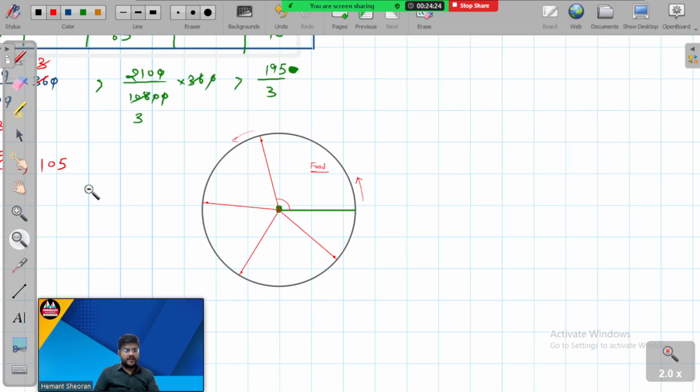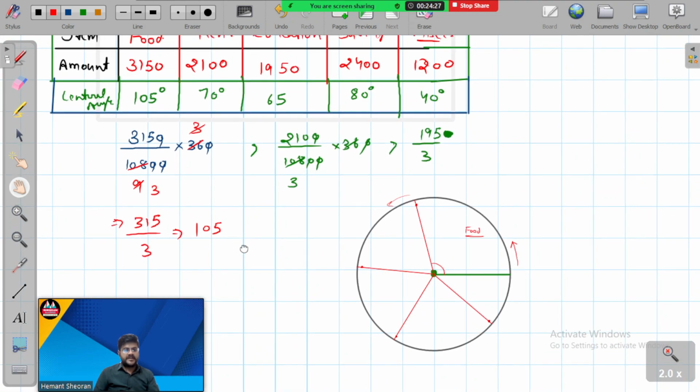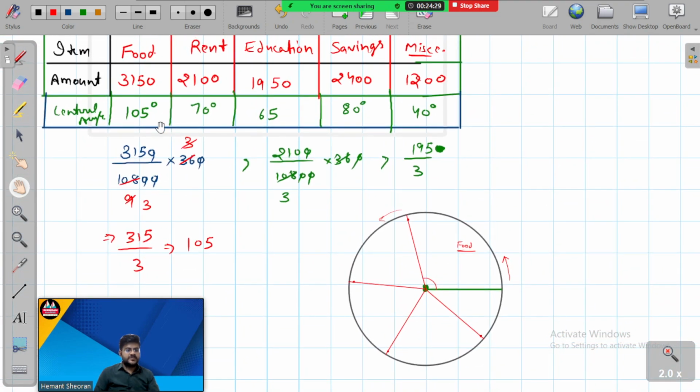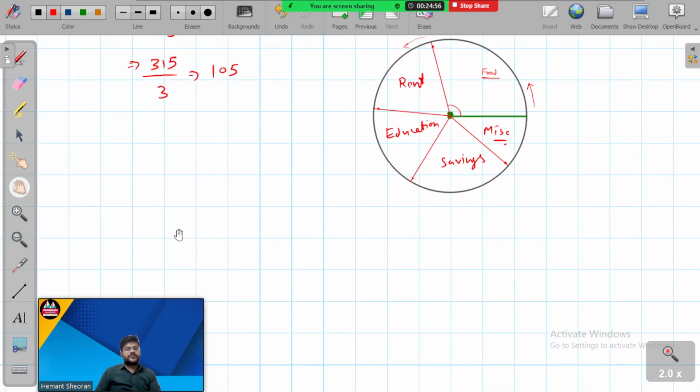were needing. And if I mark the places now perfectly, which thing was for what? You can say this was for food, the next one was for rent, and the next one is for education. Yes or no? The next one was for savings, and the next one was for miscellaneous. Any confusion? No. Perfect. So let's move to the next part then.